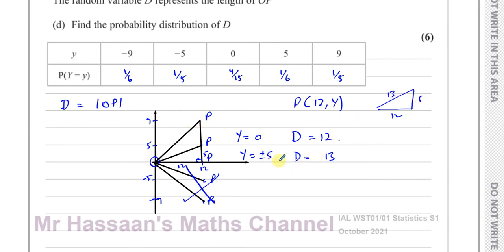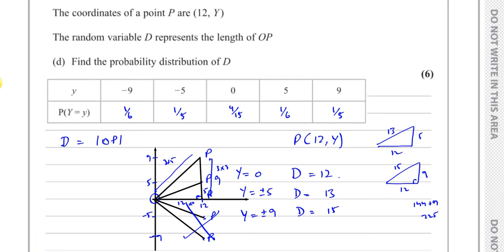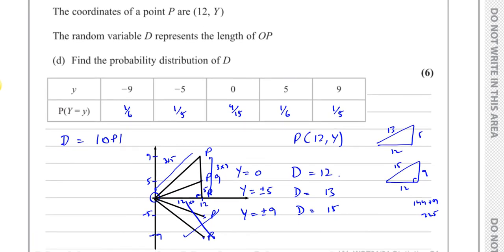And then when y is either plus or minus 9, D is going to be this length over here. If this is 9 and this is 12, this is like a 3, 4, 5 triangle. This is 3 times 3, 3 times 4, so this is going to be 3 times 5, which is 15. You could work it out using Pythagoras: 144 plus 81 gives you 225, so that's 15. So those are the values of D for different values of y. So D is a random variable which can have 3 possible values, 12, 13, and 15.